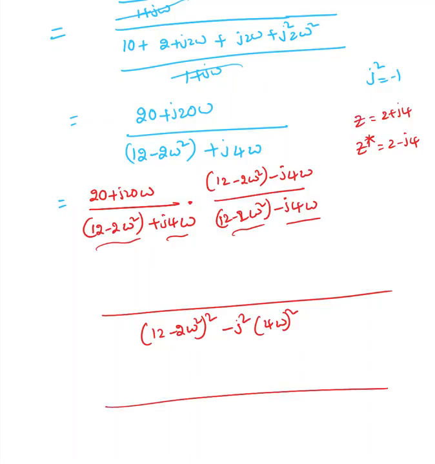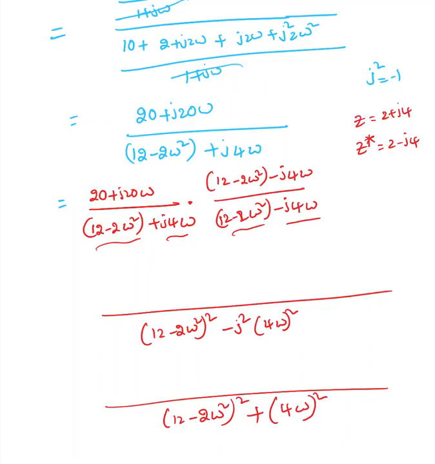So once I convert this, I'm going to write the denominator one more time. 12 minus j, sorry, there is no j term here in the denominator. 12 minus 2 omega square, whole square. So minus j square is nothing but plus 4 omega square. So now I'm going to multiply the numerator.